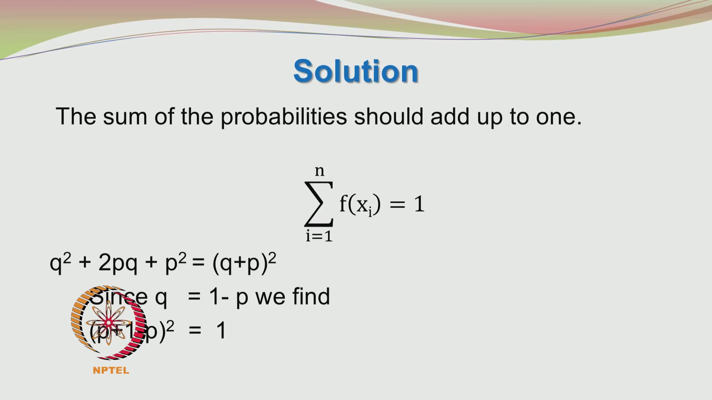Obviously, the probability values are fractional. You have 8 balls in a box, 3 of them are blue and 5 of them are red. Then the probability of picking up a blue ball would be 3 by 8 and the probability of picking up a red ball would be 5 by 8. So, you can see that q is equal to 1 minus p.